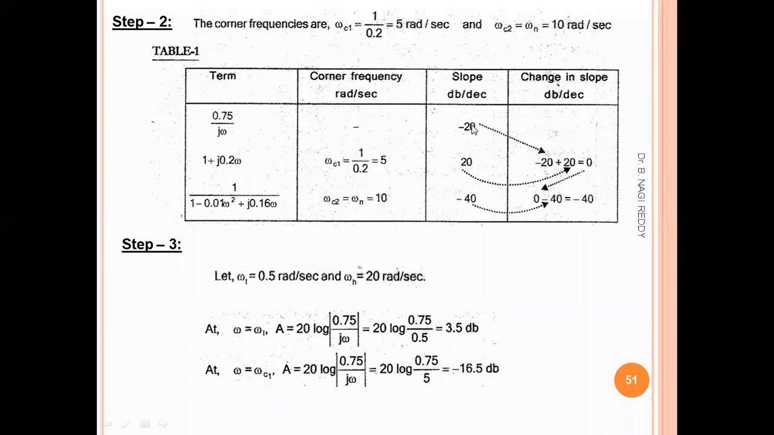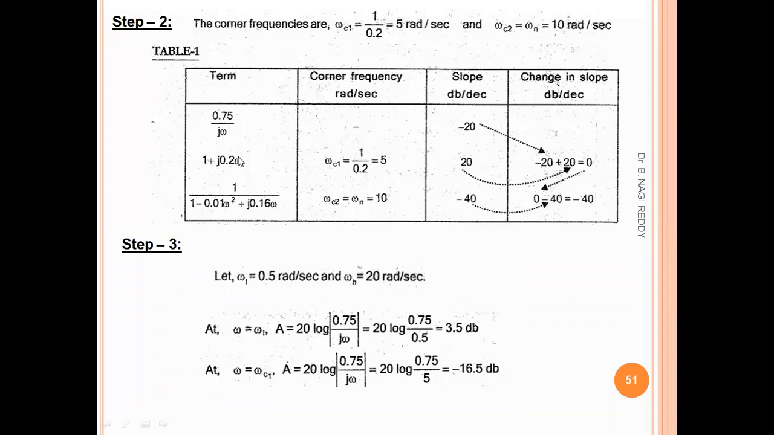Based on the omega power, we can write the slope. If omega power is 1, then the slope is 20. If omega power is 2, that means if omega square is there, then the slope will be 40. For omega cube, it is 60. Like that, we have to write the slopes. So for the first term, the omega is in the denominator, so keep minus, and this is omega power 1. That's why 20 will be the slope.